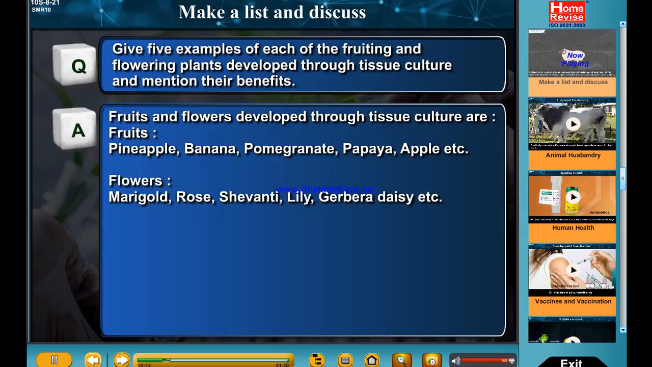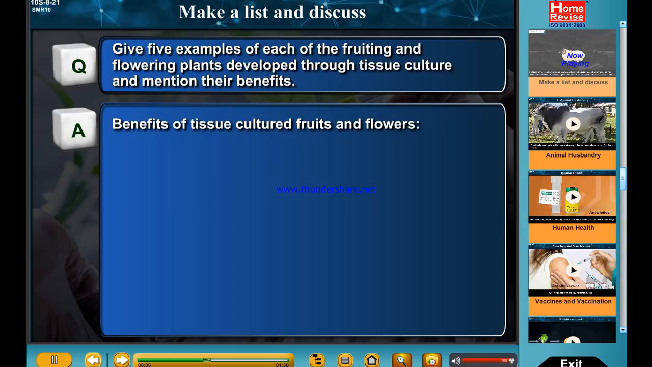Answer. Fruits and flowers developed through tissue culture are fruits: pineapple, banana, pomegranate, papaya, apple, etc. Flowers: marigold, rose, shevanti, lily, gerbera, daisy, etc. Benefits of tissue-cultured fruits and flowers.